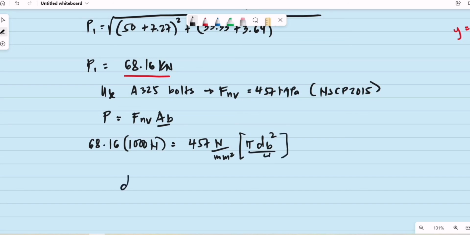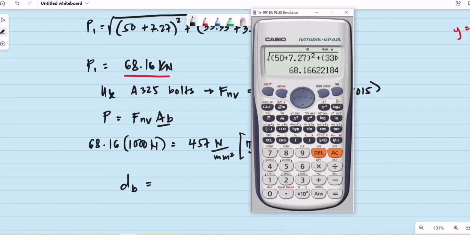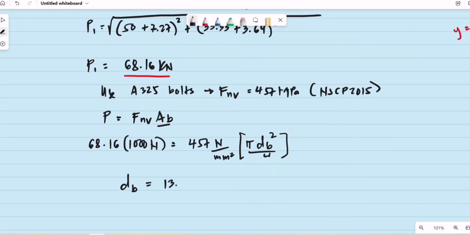So what will be the required diameter of 1 bolt? 68.16 multiplied by 1,000 to be in newtons, divided by 457 megapascals, then times 4 divided by pi, then we take the square root. That is equal to 13.78 mm. So this value is close to 14 millimeters.